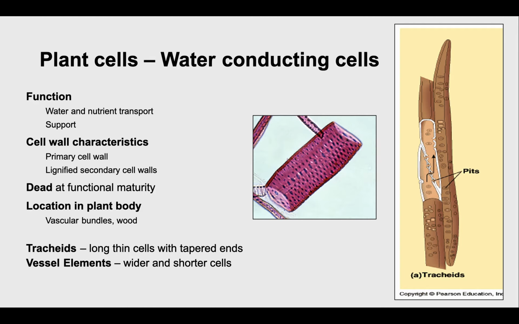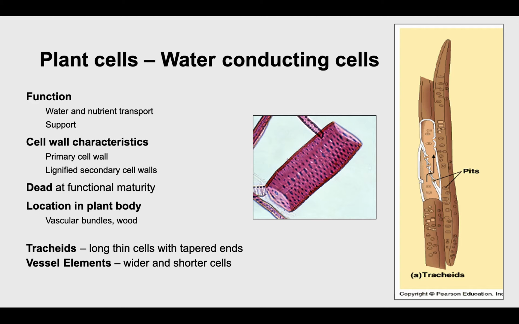All right, so we're done with the fun words. Now we're going to talk about the water conducting cells. These are part of vascular tissue, and if they're water conducting, they would be part of xylem. So their function is water and nutrient transport. Mostly water, but water can also carry some nutrients along with it. They're also going to provide some support, keeping the plant upright.